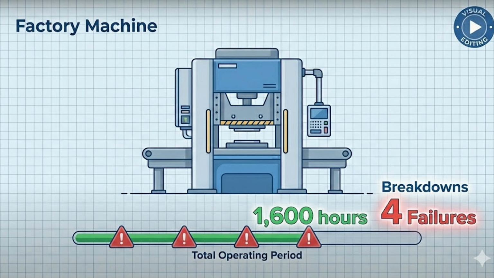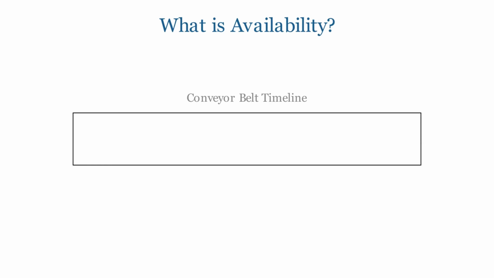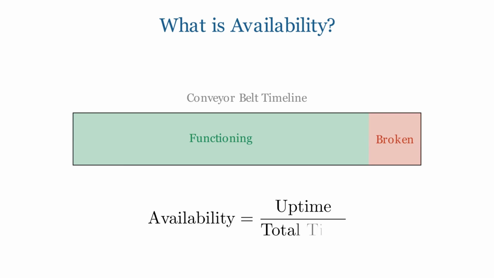Let's start with the fundamentals. Availability is simply the proportion of time a system is functioning correctly. Imagine a conveyor belt in a factory. It's supposed to run 24/7, but sometimes it breaks down and needs repairs. Availability tells us what percentage of time it is actually running. Mathematically, it's simple. Uptime divided by total time. Or more precisely, uptime divided by uptime plus downtime.